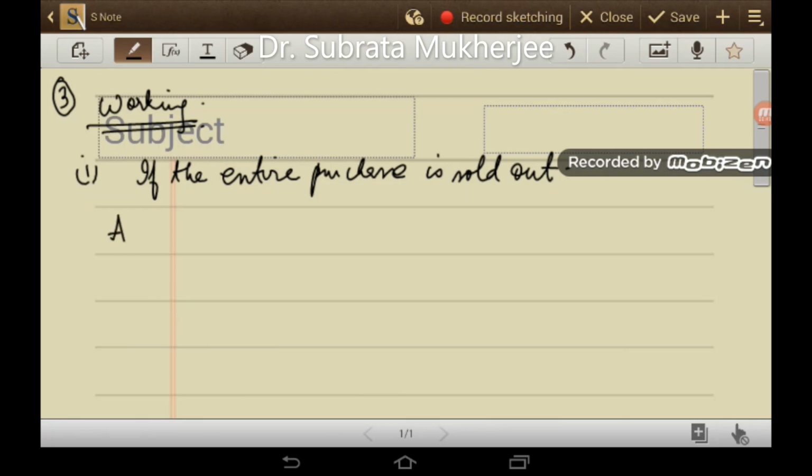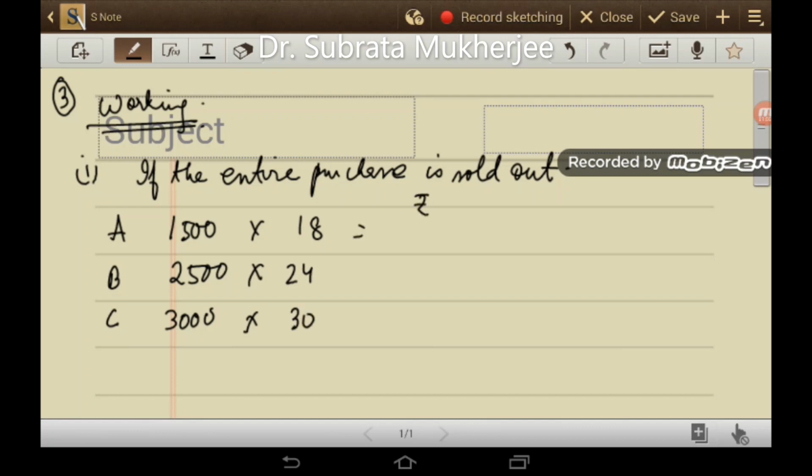So departments A, B, C. This is the quantity of purchase: 1500 units, 2500 units and 3000 units. And what is the selling price per unit? This is 18, 24 and 30. So 27,000, next is 60,000 and 90,000. So if the entire purchase is sold out, it will be sold at 1,77,000.